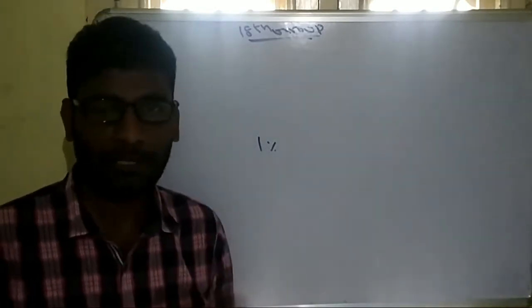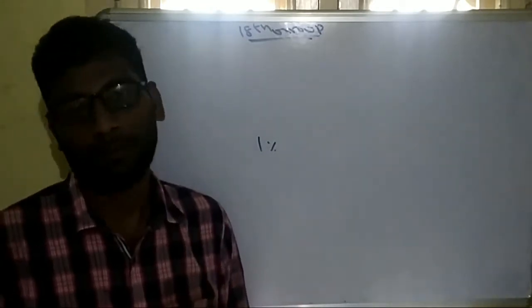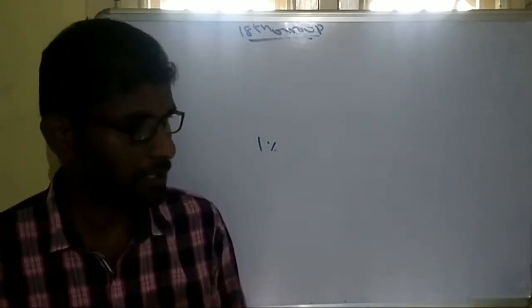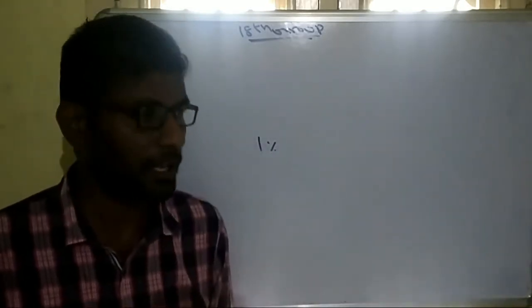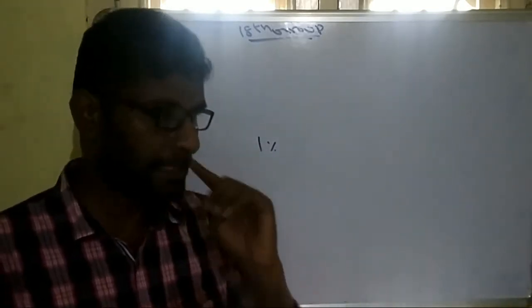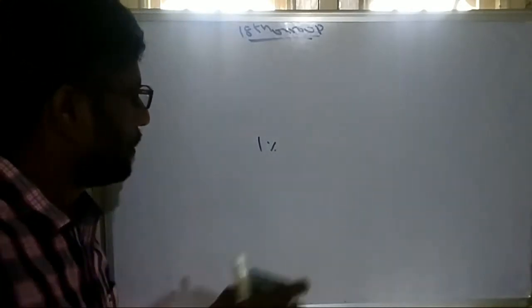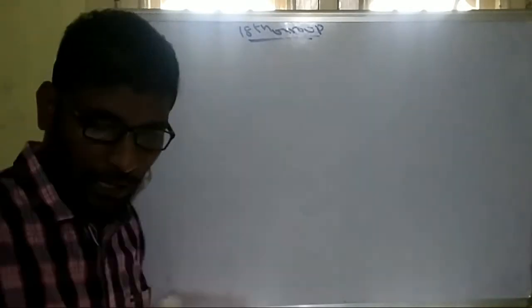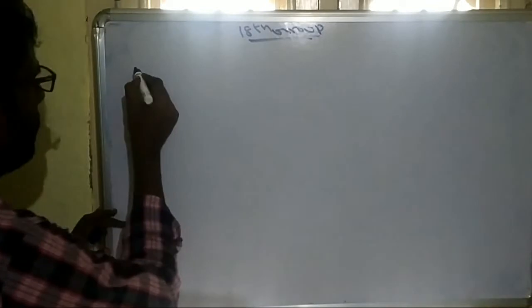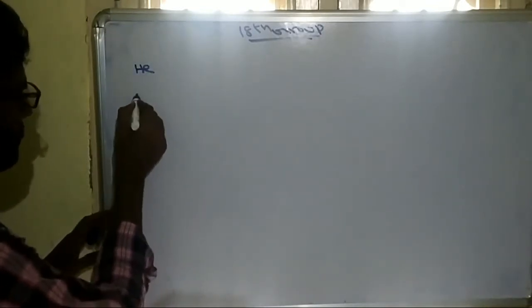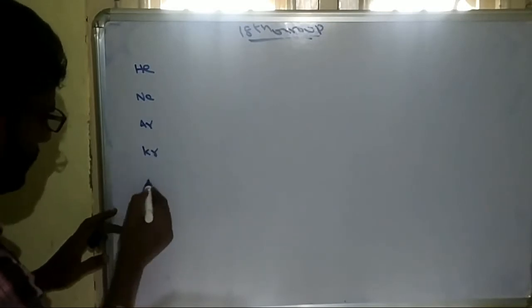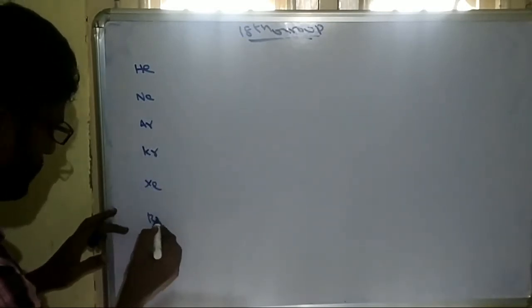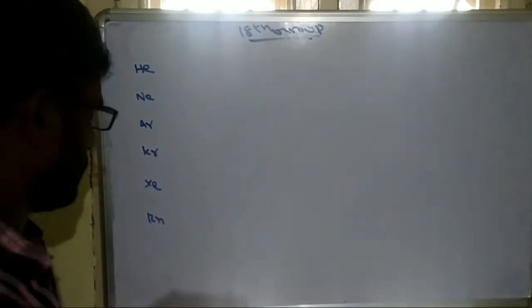Among all noble gases, argon is the most abundant. So about 1% of the atmosphere is noble gas, and among that, argon is the major one. Now, the noble gases are helium, neon, argon, krypton, xenon, and the last one is radon.